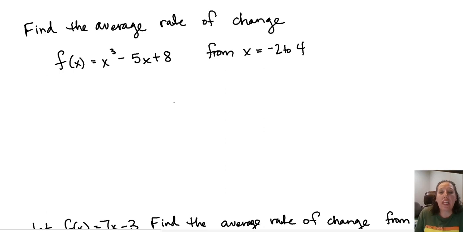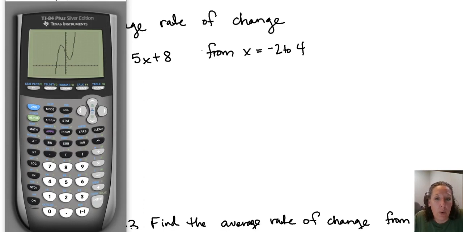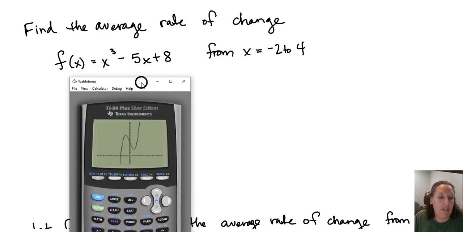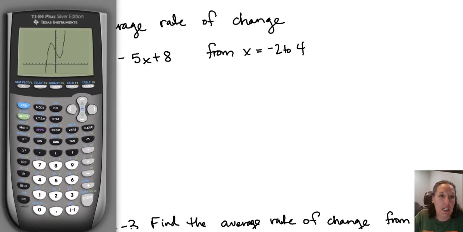So when we're finding the average rate of change of a function on some interval of x, what we're going to do is look at the graph of that function, and look at the line that goes through the points on that graph. In this case, we're going to be looking at the function f of x equals x cubed minus 5x plus 8. And then we're going to look from x equal -2 to 4.